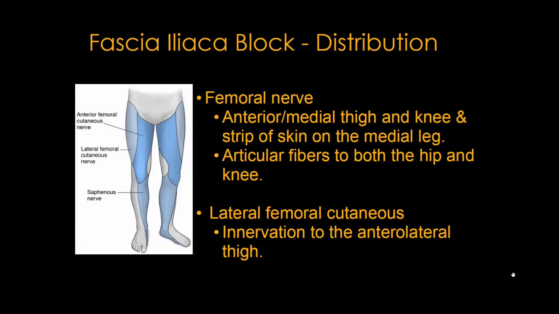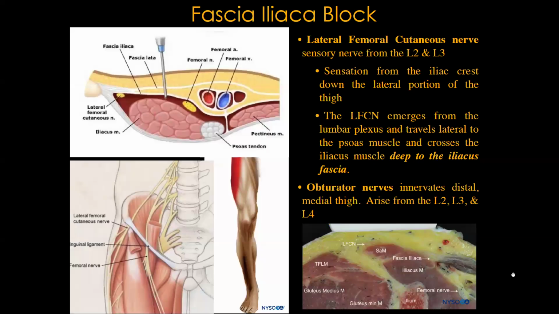Little dermatomal look there. You have the lateral femorocutaneous on the outside of the hip and lateral thigh. And then the anterior femoral cutaneous nerve, and the saphenous comes off of there, becomes the medial tibia. So the lateral femoral cutaneous nerve is the sensory nerves from 2, 3. Okay, so 2, 3, 4 is the femoral nerve, 2, 3 is the lateral femoral cutaneous, and that sensation from the iliac crest down the lateral portion of the thigh.